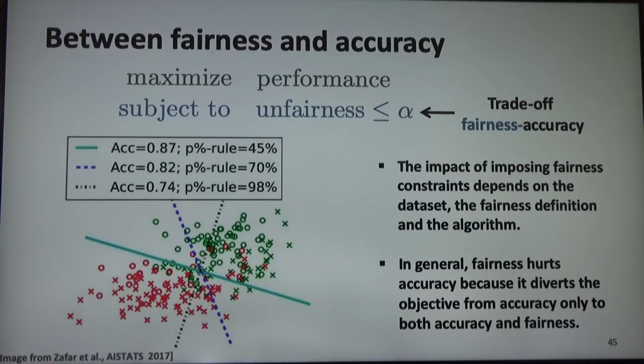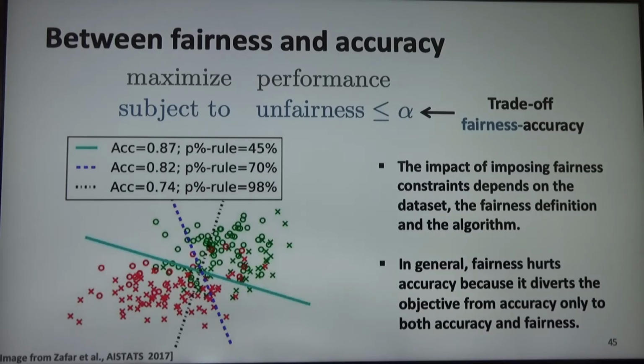Okay, so now we are going to need to restrict our space of solutions. That means, for example, the parameters of the classifier, the parameters of the logistic regression, to only those that fulfill our fairness constraints. So here, we are going to have some fairness constraints, or unfairness constraints, that need to be below some alpha.